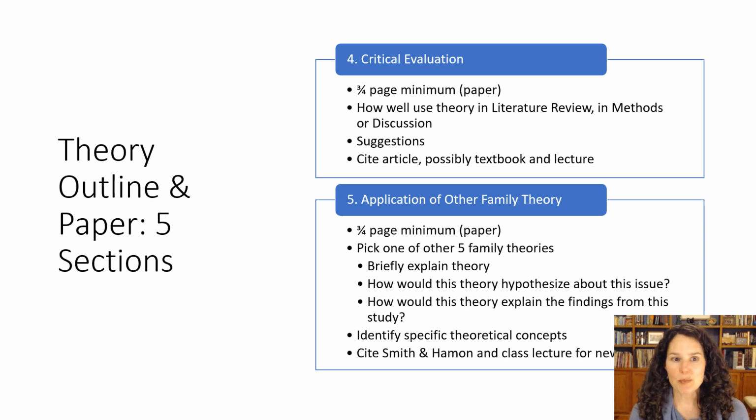You're going to briefly explain it, so kind of a mini section 2, and then you're going to say, if I was applying this theory to this same research study in my article, what would they hypothesize about the issue, or how would this theory explain the findings? So this is just helping us understand that when you switch the theoretical lens for which you're understanding a problem, you see it in a different way. We do ask you to identify some specific theoretical concepts, and again, cite both the textbook and the lecture.